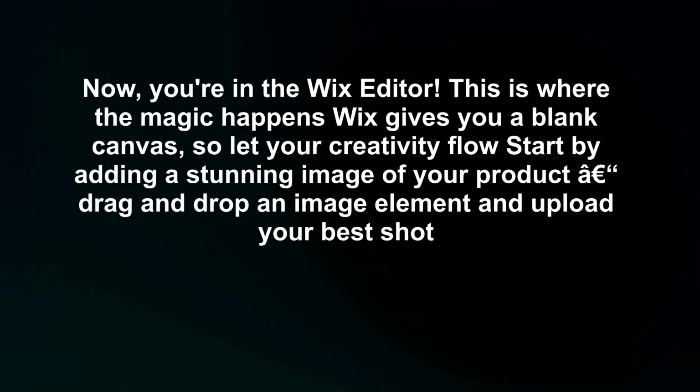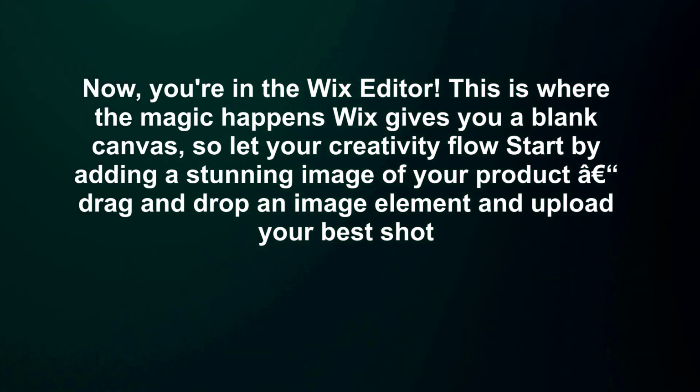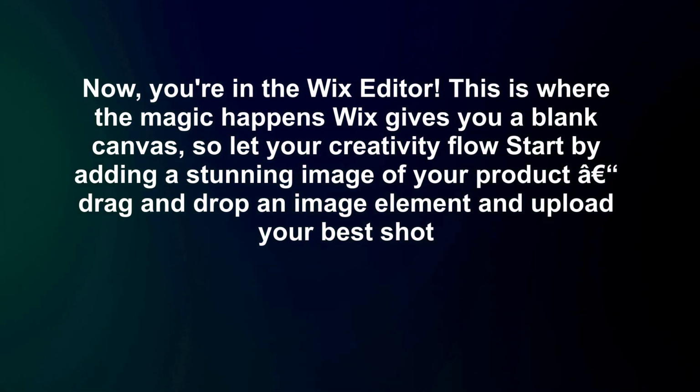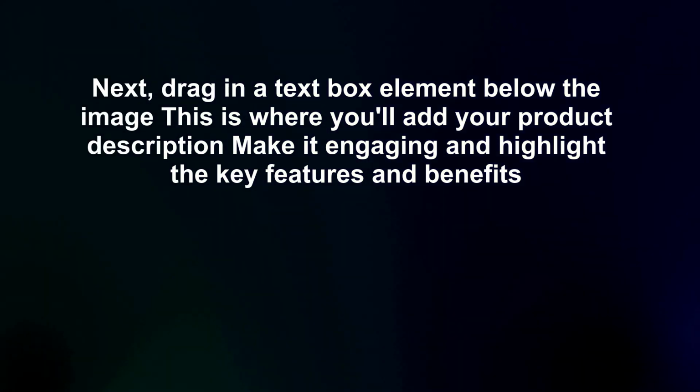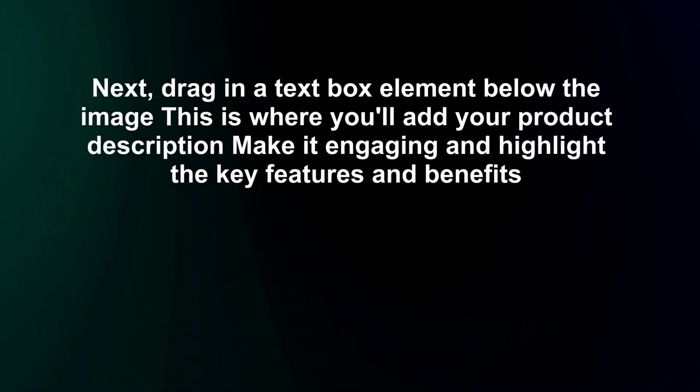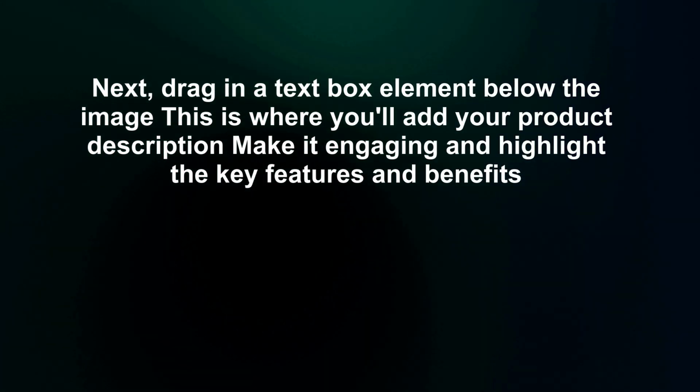Start by adding a stunning image of your product. Drag and drop an image element and upload your best shot. Next, drag in a text box element below the image. This is where you'll add your product description. Make it engaging, and highlight the key features and benefits.